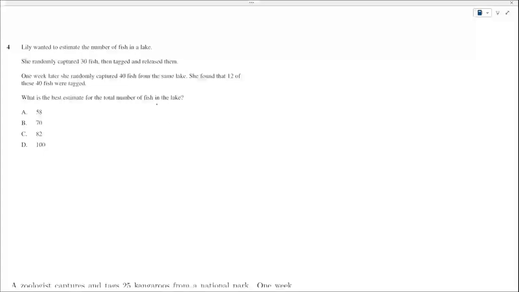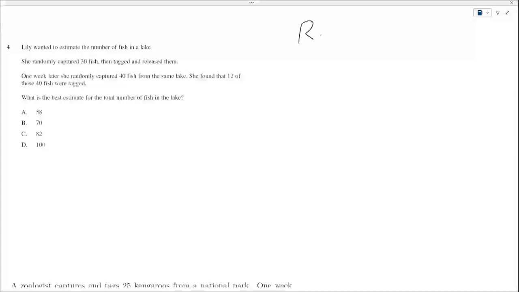Lily wanted to estimate the number of fish in a lake, so she randomly captured 30 fish, then tagged and released them. 1 week later, she randomly captured 40 fish from the same lake, and she found that 12 of those 40 fish were tagged. What is the best estimate for the total number of fish in the lake?